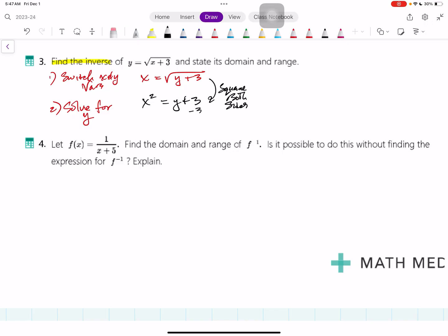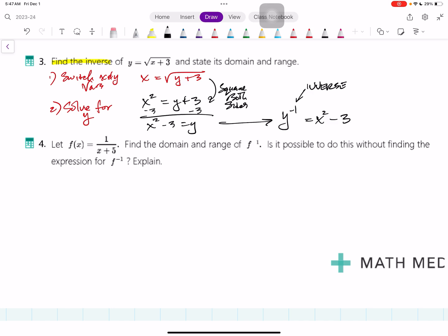Okay, and then you subtract 3. So simple. And so you get x squared minus 3 is equal to y. And then you write it in the correct notation: y inverse is equal to x squared minus 3. Okay? This symbol right here means inverse, as you guys know.